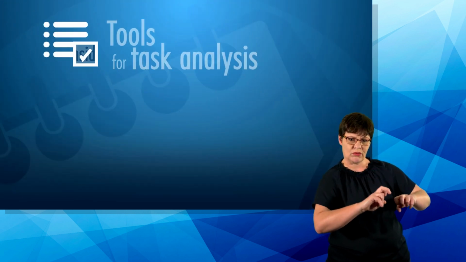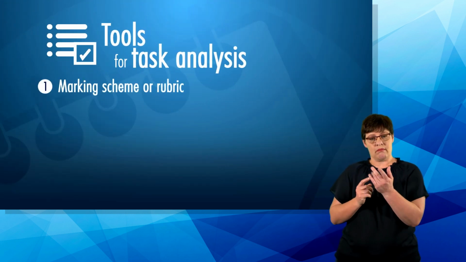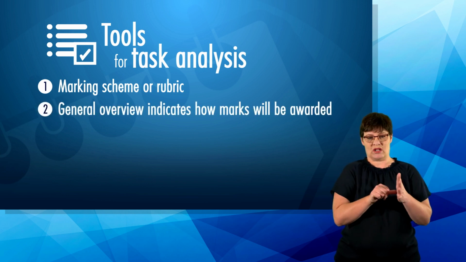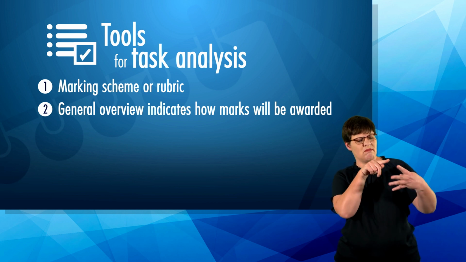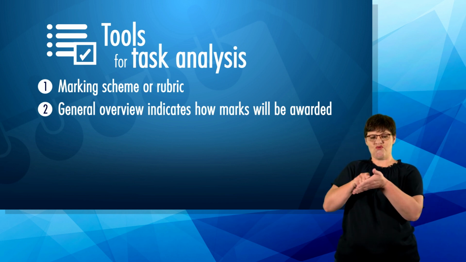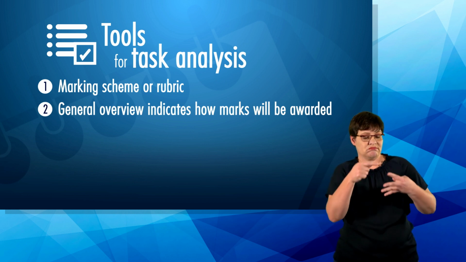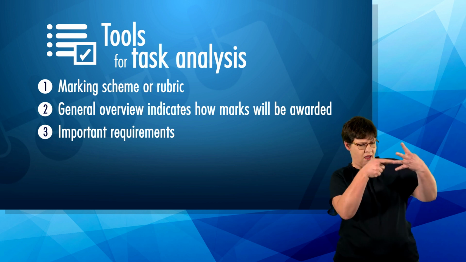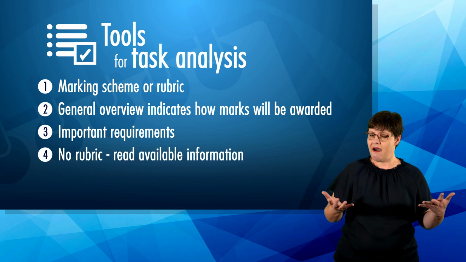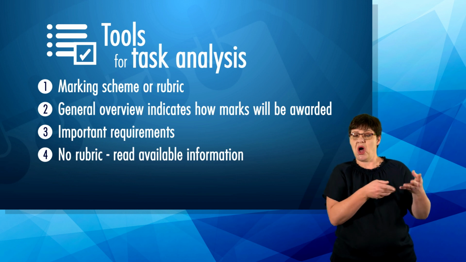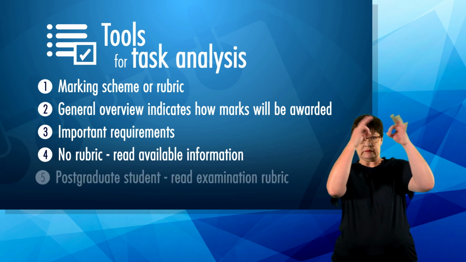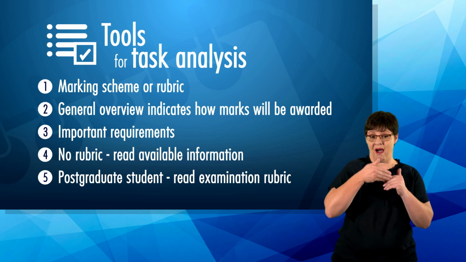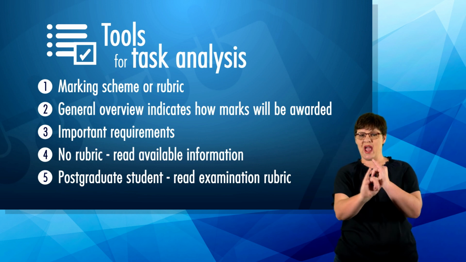Some writing tasks will be accompanied by a marking scheme or rubric. Such a rubric is a valuable tool for task analysis, as it gives you a general overview of what is expected from you and indicates how marks will be awarded. You can use it to identify important requirements for your text. In the absence of a rubric, scrutinize the available information for guidelines or requirements of the task. If you are a postgraduate student, it is advisable to consider the examination rubric used by your institution.